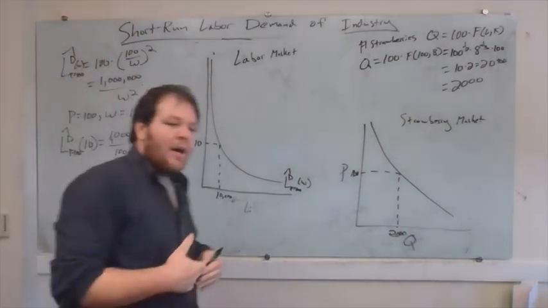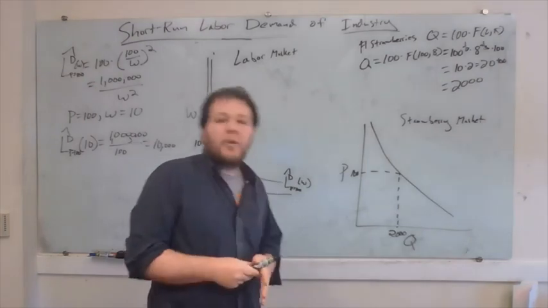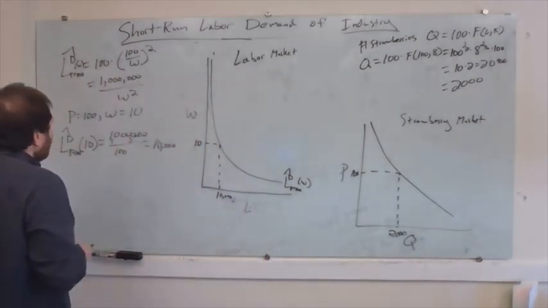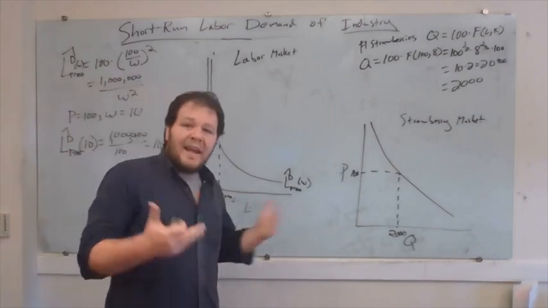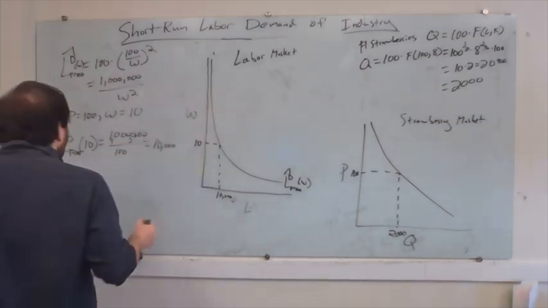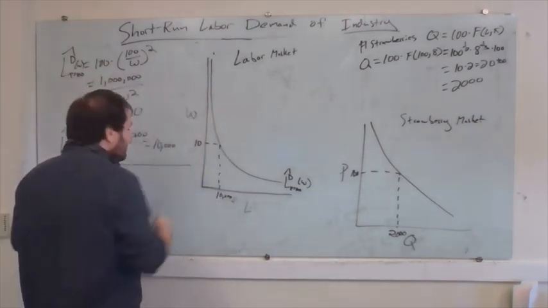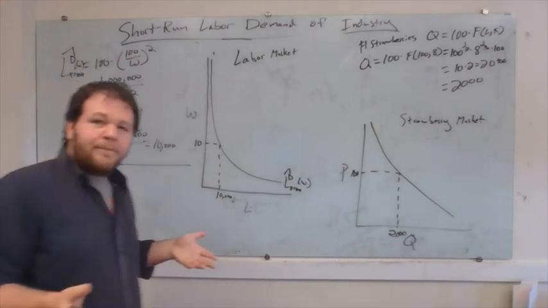But in order for our labor demand curve to do us any good, if we're the California Agricultural Wage Board trying to decide what wage to set, we want to know not just how many workers will be employed at a wage of 10, but how many workers will be employed at any given wage. So let's think through what would happen if we decided to increase wages to $25 an hour.